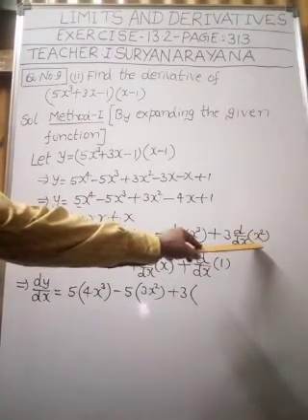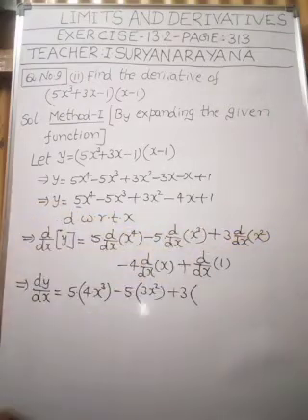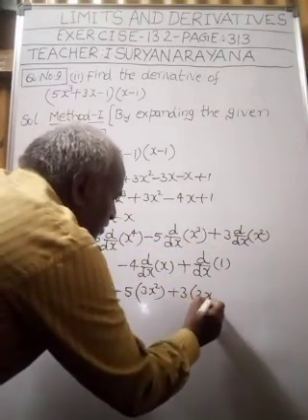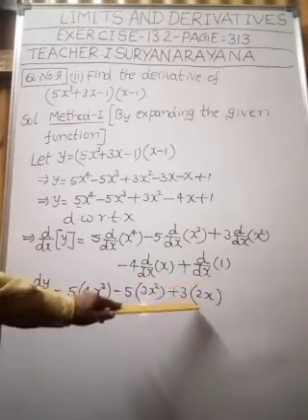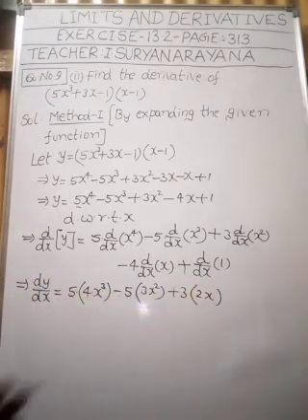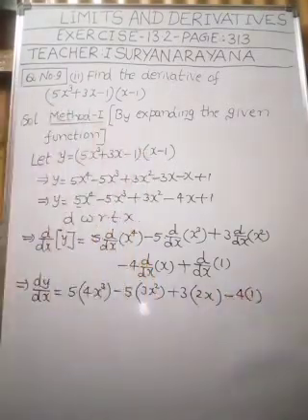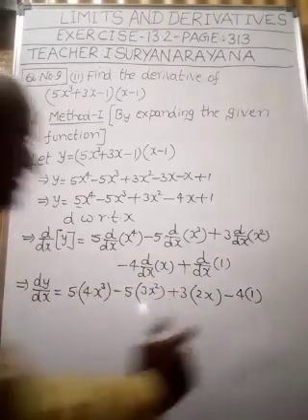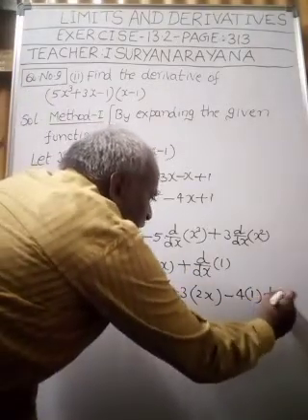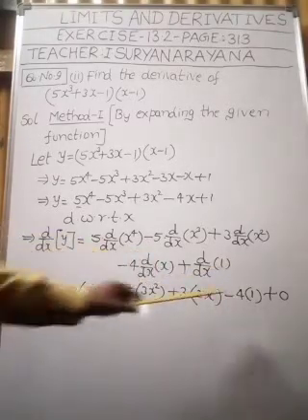Plus 3 into, what is the derivative of x square? This is also in the form of d by dx of x power n, where n is equal to 2. So 2 into x power 1, because 2 minus 1 we get x power 1. Understood this term also, my children? Right. Minus 4 into d by dx of x, standard derivative. d by dx of x is equal to 1, plus d by dx of 1 is 0, because it is a constant. Understood this step, my children?